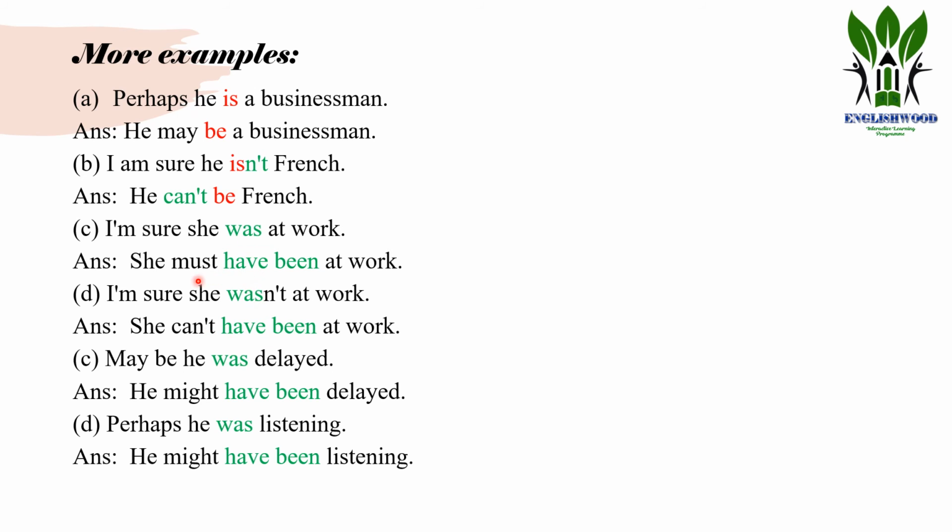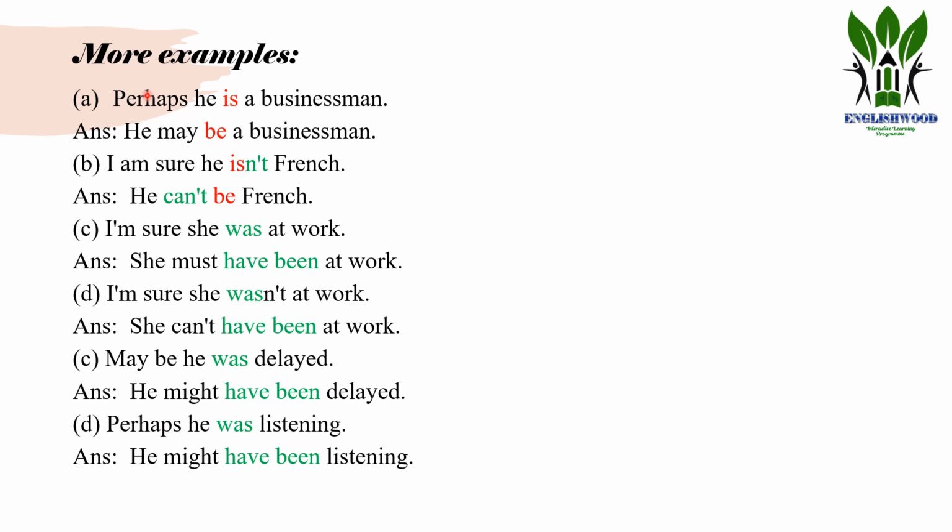Was means must have been. Okay, wasn't means can't have been. Anyway, was means have been. Was means have been. Was means have been. Remember, okay, it's all very useful structure. Okay, you have to also remember these samples.